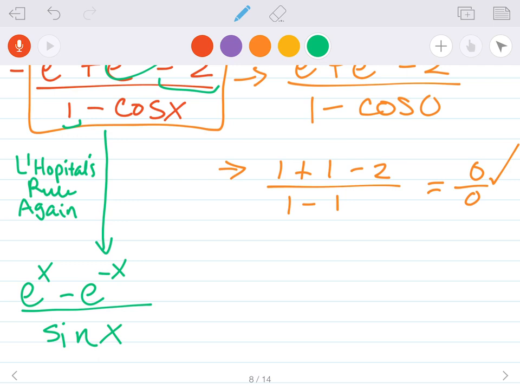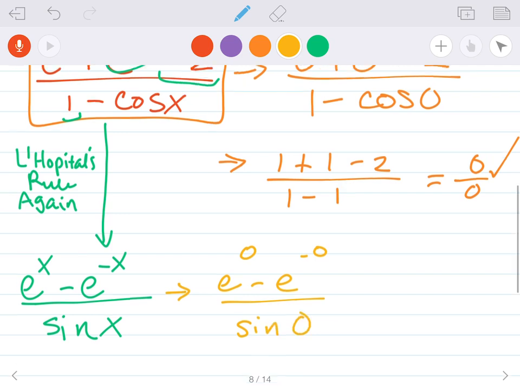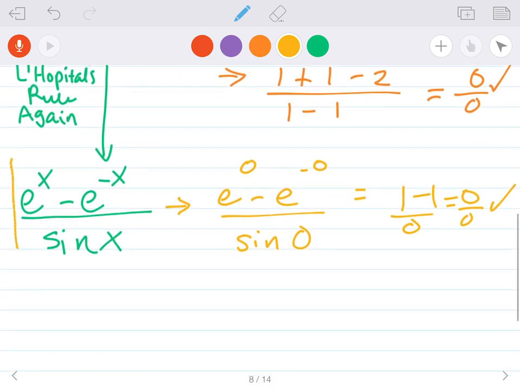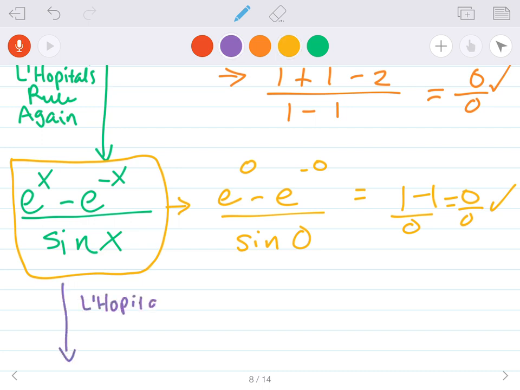Now let's go ahead and plug in x equals 0. We get e to 0 minus e to minus 0 over sine of 0. And oh my gosh, here we go again. Man, this is annoying, right? 1 minus 1 over 0 equals 0 over 0. We need to use L'Hopital's rule again. Let's do it again. Hopefully it'll end one day. So L'Hopital's rule, in caps because this is getting ridiculous.